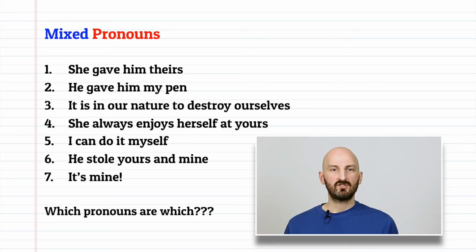Now, pronouns are often used together as conversation develops and grows. Let's look at some common sentences that use different types of pronouns at the same time. She gave him theirs. He gave him my pen. It is in our nature to destroy ourselves. She always enjoys herself at yours. I can do it myself. He stole yours and mine. It's mine. You can see from the examples that there are a wide variety of different word orders possible, but the good news is almost all the pronouns sound quite different, so it gets easier with practice.